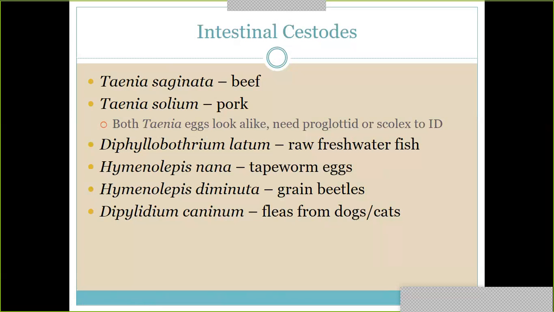Diphyllobothrium latum is going to come from raw freshwater fish. Hymenolepis nana is tapeworm eggs. I've got to change that. Hymenolepis diminuta comes from grain beetles. I wouldn't worry about that. You're going to need to know the look of the Hymenolepises, but don't worry about that. And then Dipylidium caninum comes from fleas from dogs or cats.